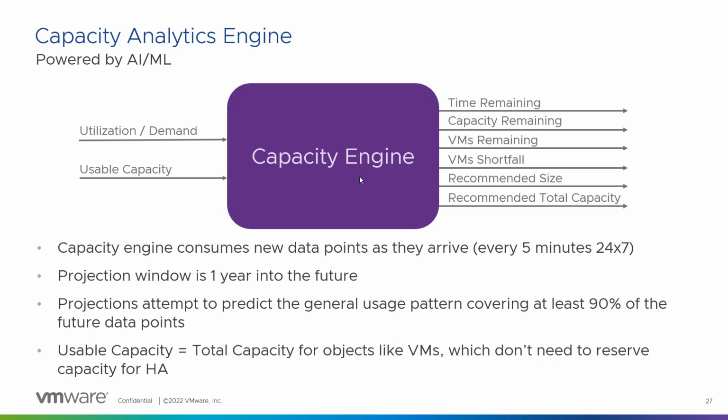And then there are some objects, such as virtual machines, where usable capacity and total capacity are the same thing. Because there is no HA when you're talking about a virtual machine; that's something that only applies to the cluster. So basically the usable capacity is the total capacity for the virtual machine, and it uses that to determine all of these projections for the virtual machine. So hopefully that makes sense.